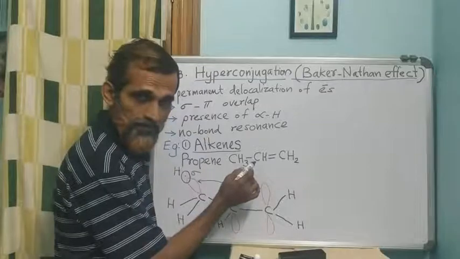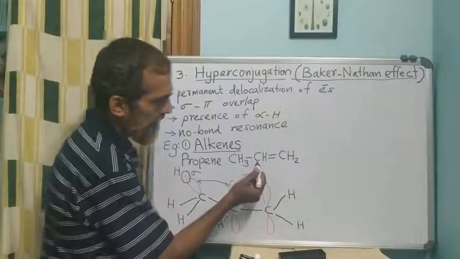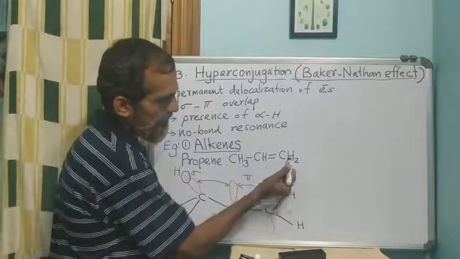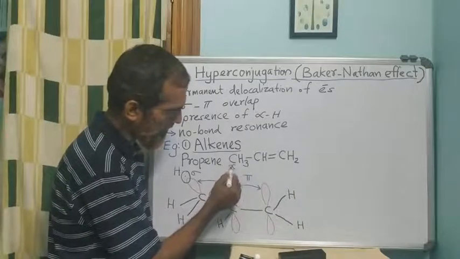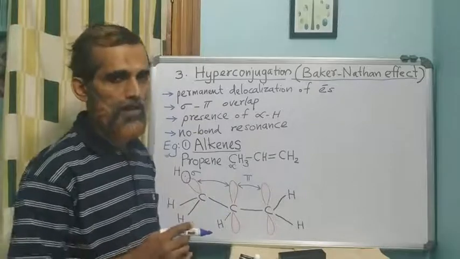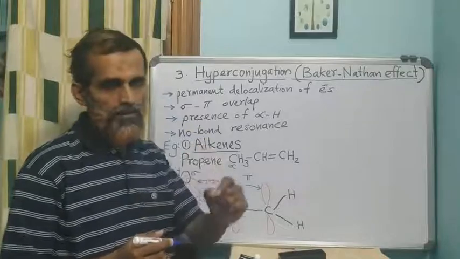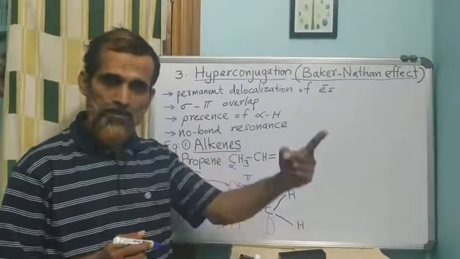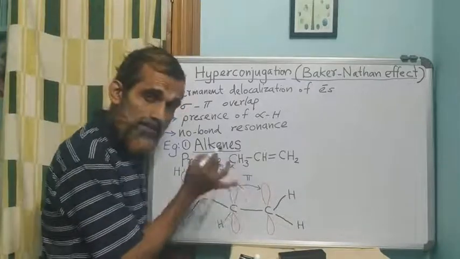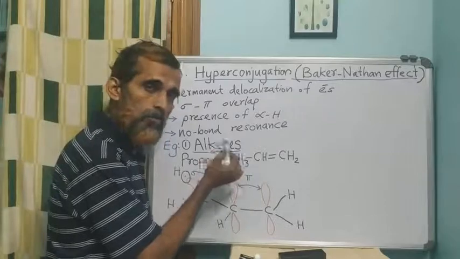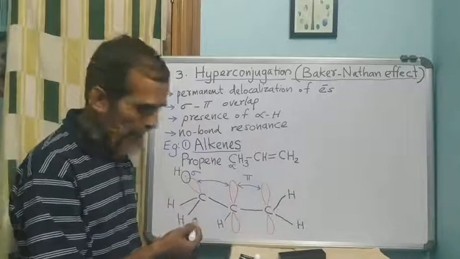This is propene, right? Now this carbon-carbon double bond, with respect to this C=C double bond, the next carbon can be considered as alpha carbon. This is one trivial method of numbering carbon. With respect to a functional group, the very next carbon is called alpha carbon, then beta, gamma, etc. So this is alpha carbon. Now hydrogen on this carbon can also be called alpha hydrogen. Now this is the structure of propene.